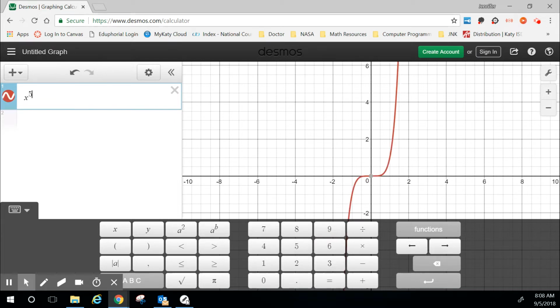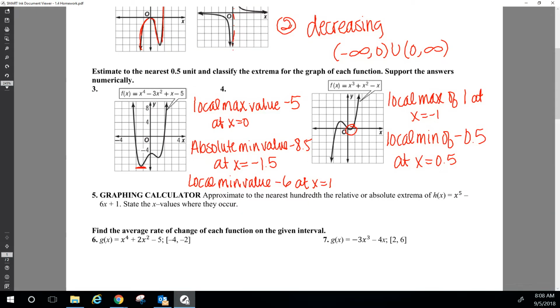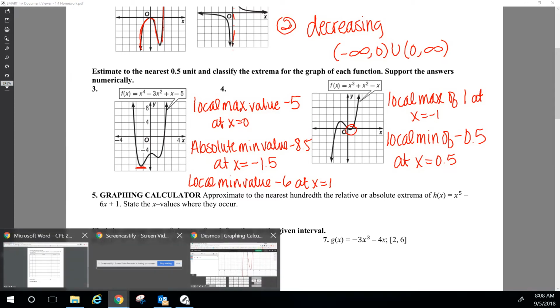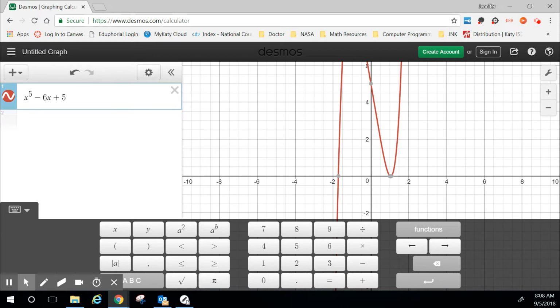And then minus 6x, then that's 5. Let's see if we got that right. X to the fifth minus 6x plus 1. X to the fifth minus 6x plus 1.